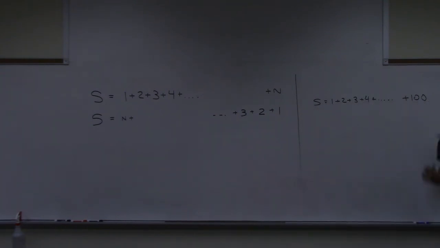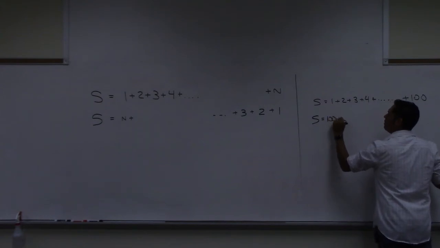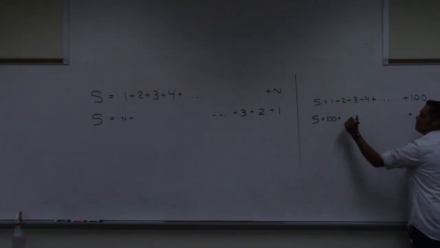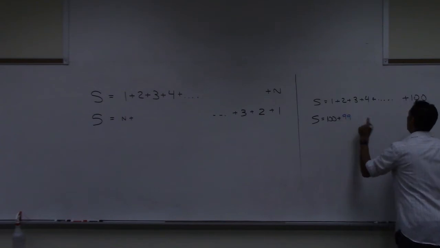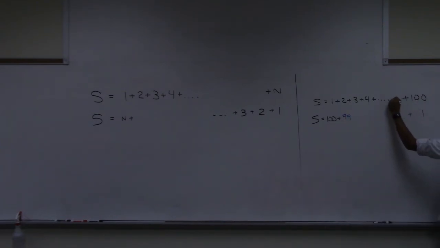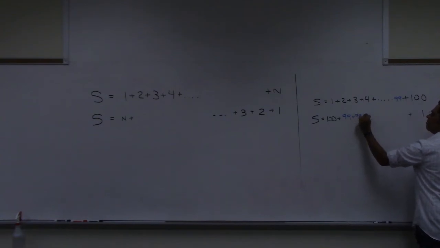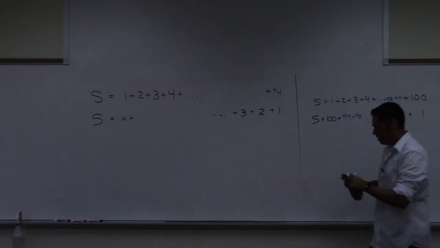Yes? I'm going to do that over here so you can see it. 100 plus, the last one would be what? 1. Now, what would be the next number here? 99, right? I'm going to do this one in blue. 99. What would be the number in front of this one? 99. What would be the next number here? 98. What would be the number here? 98, right? Yes?